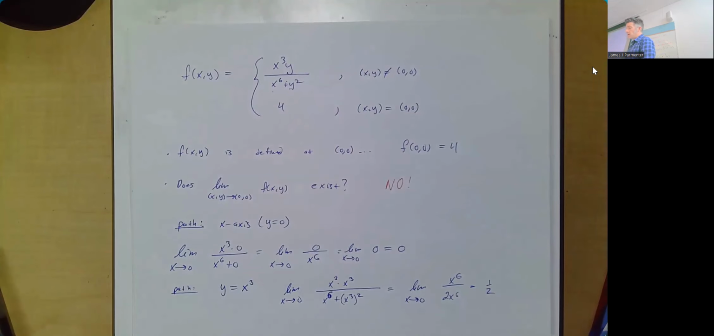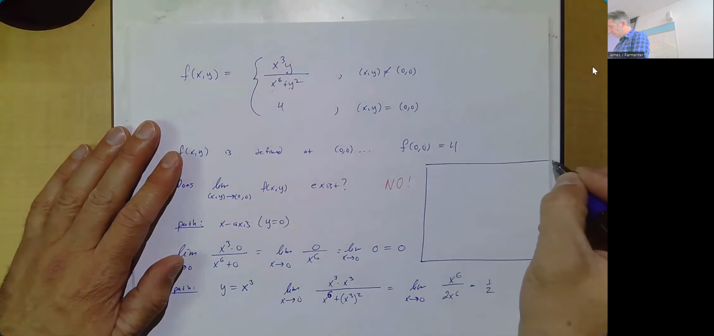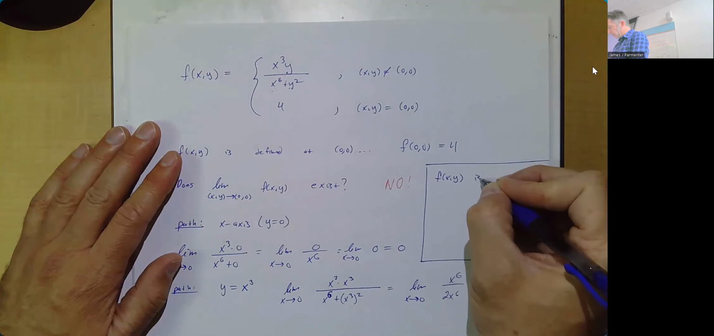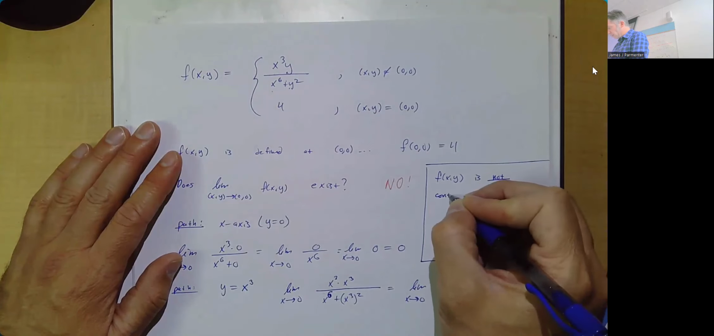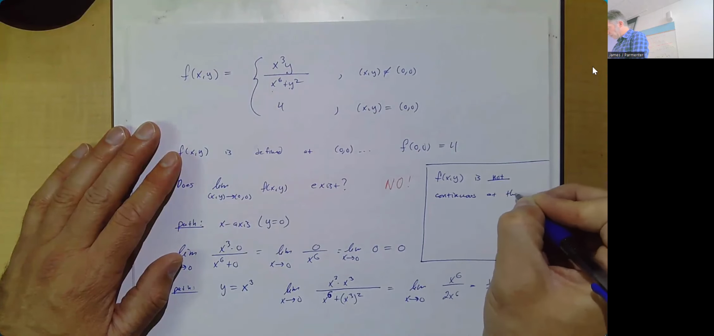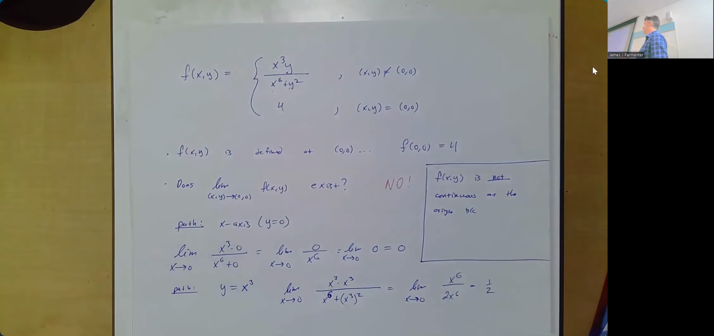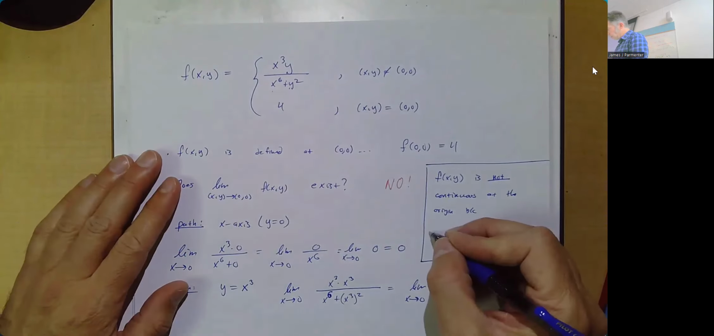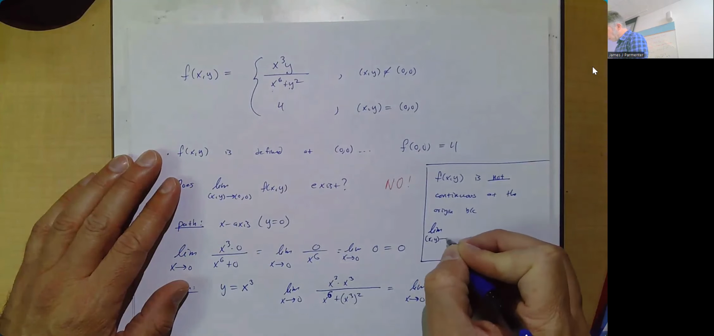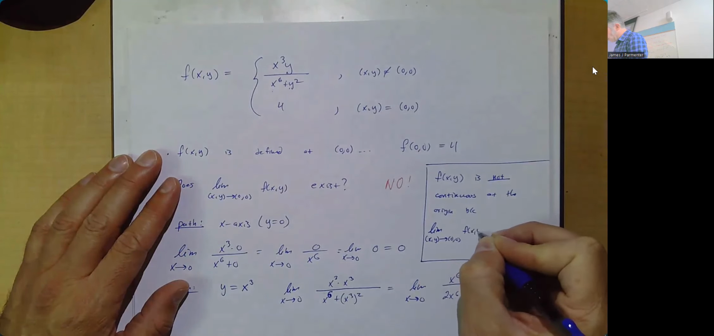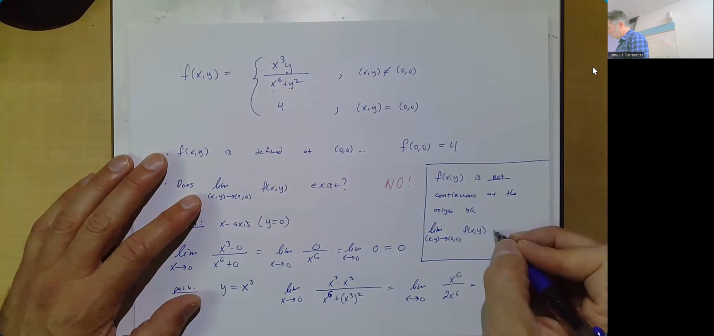Which also means the function isn't continuous at the origin. I'll also point out that f of xy is not continuous at the origin. Because just like in 17A, to be continuous at a point, the limit as x approaches that point has to equal the function value at that point. The same thing is true here. To be continuous, the limit as xy approaches 0, 0 of f of xy would need to equal f of 0, 0, and it doesn't.